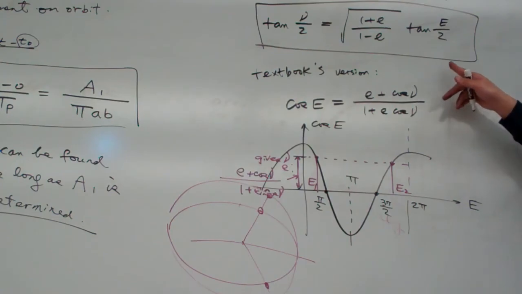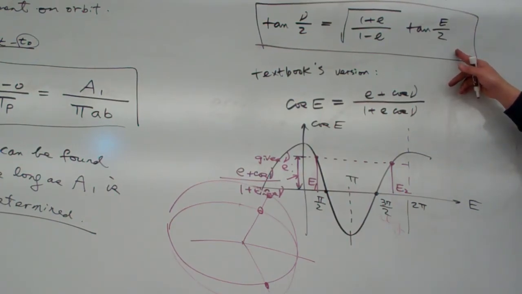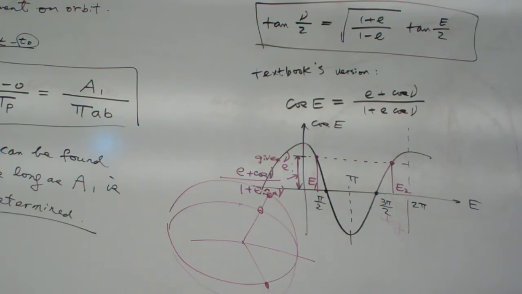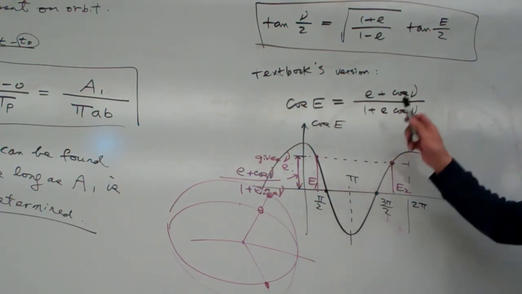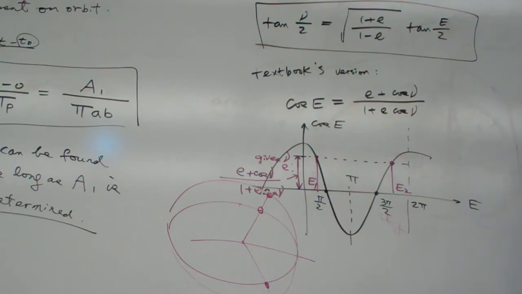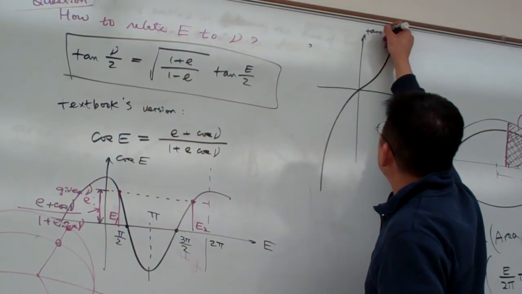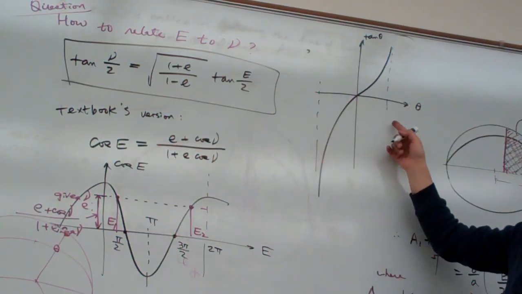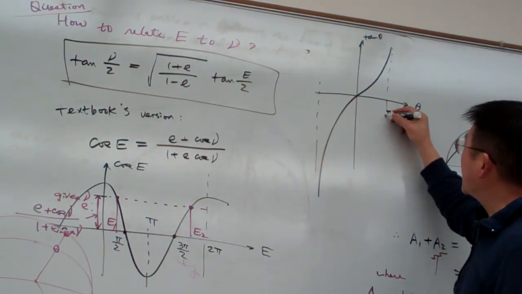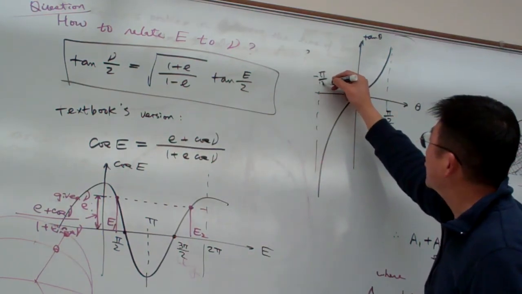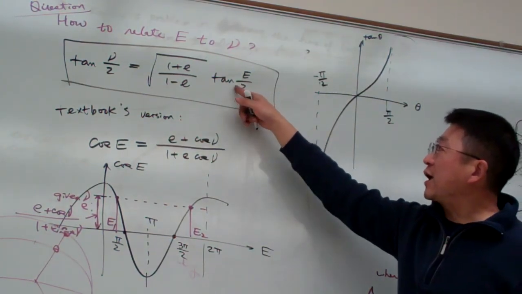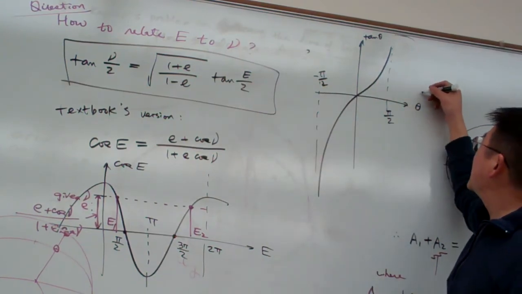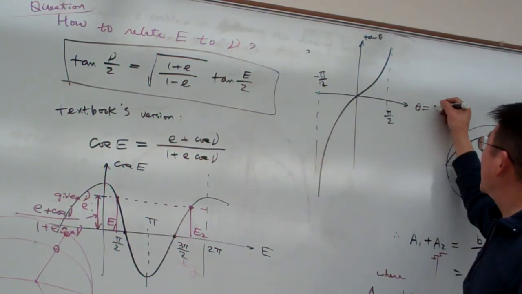So I dug out another textbook, and we're using this one. Why is this good? Because this one involves tangent. What is tangent? The tangent curve is this. This is theta, and this is tangent theta. Tangent is a single-valued function from minus pi over 2 to pi over 2, and right now we simply take half of E, so theta equals half of E.